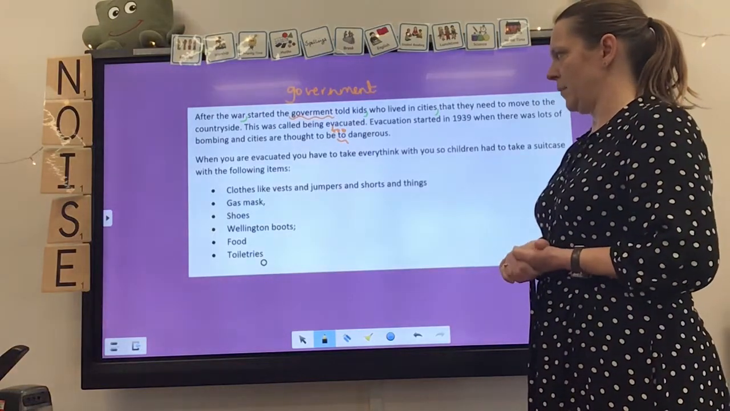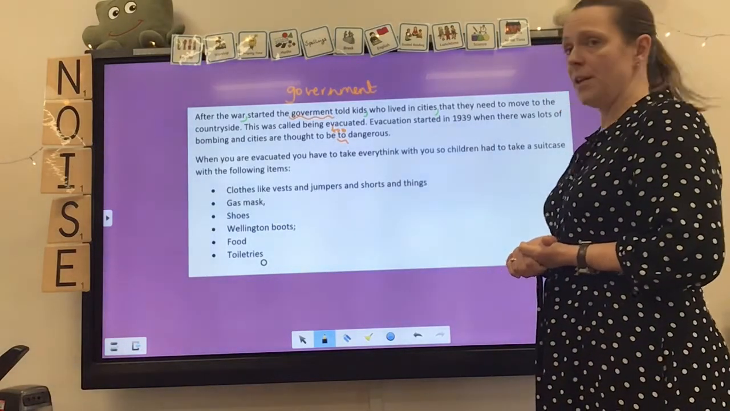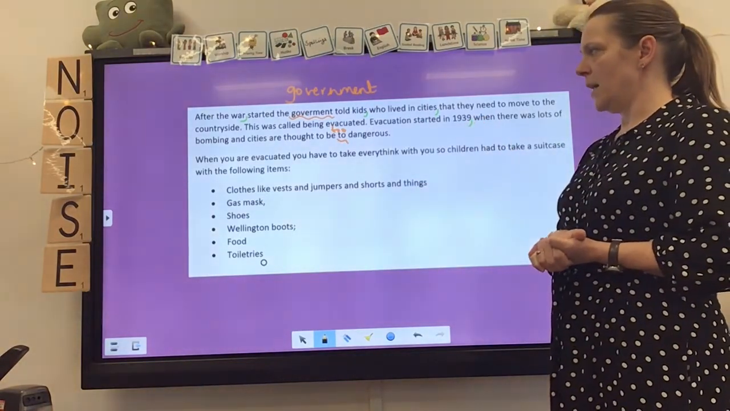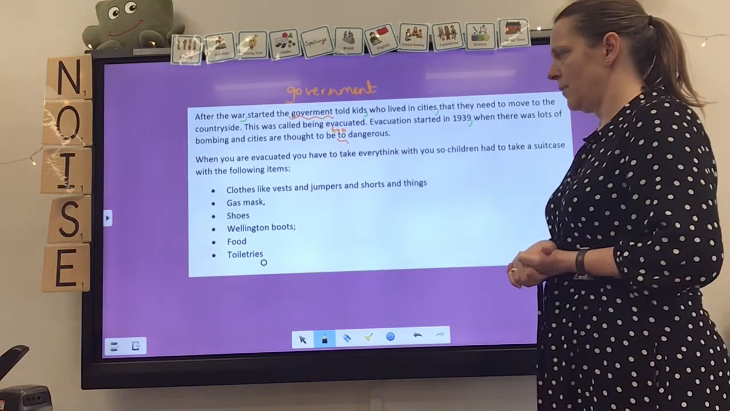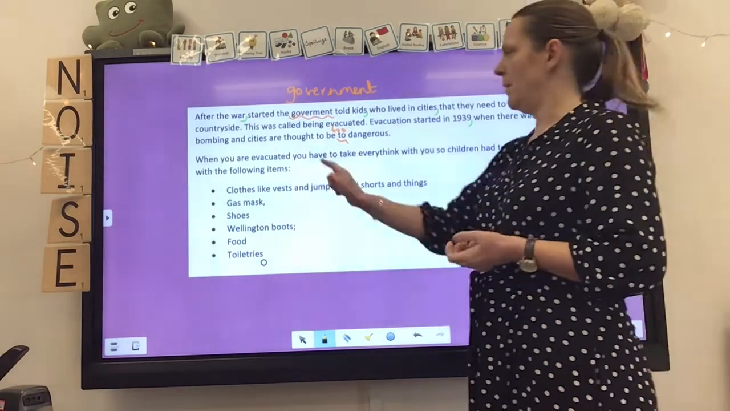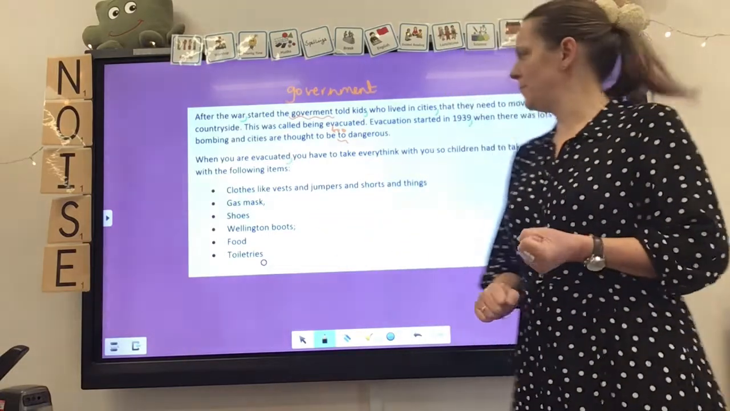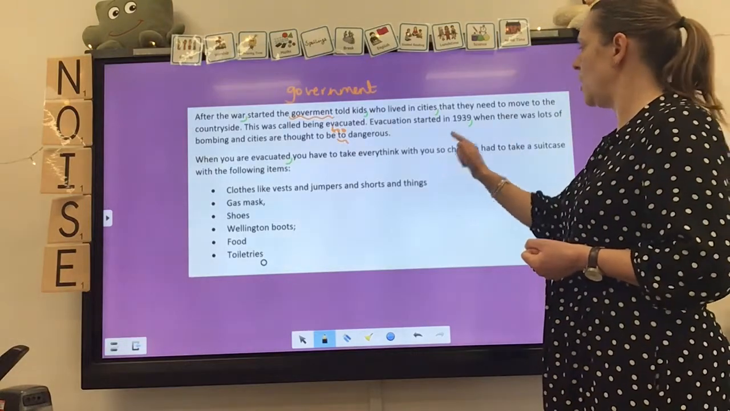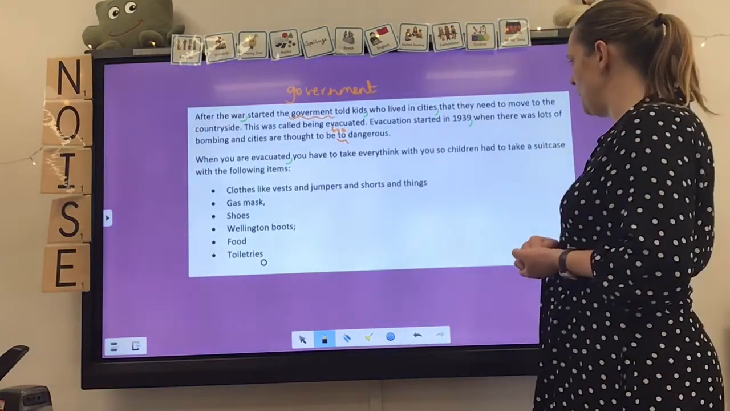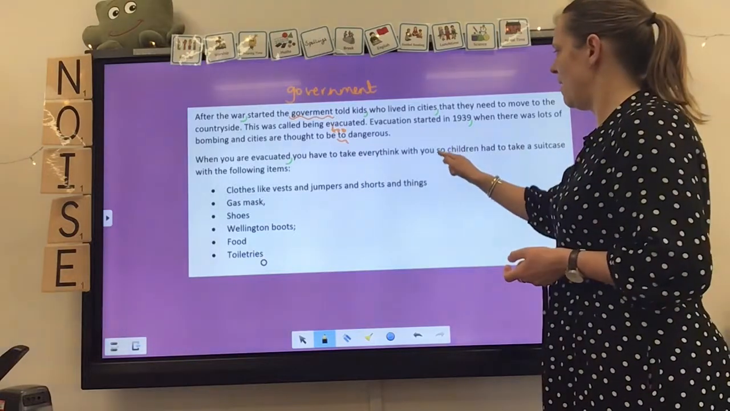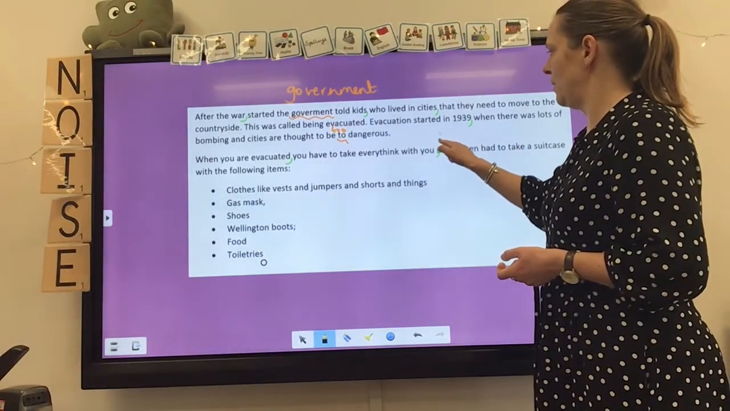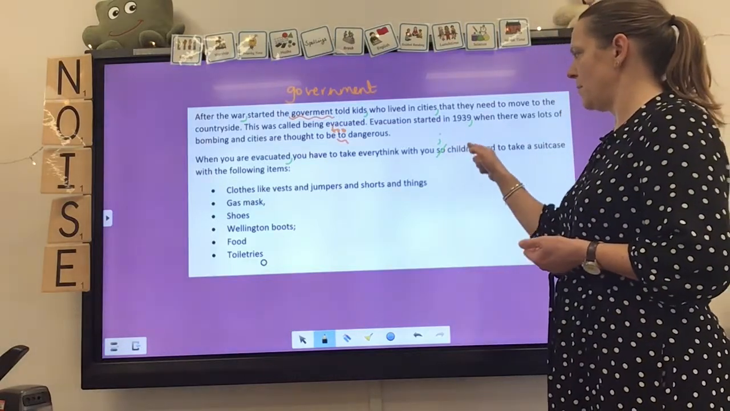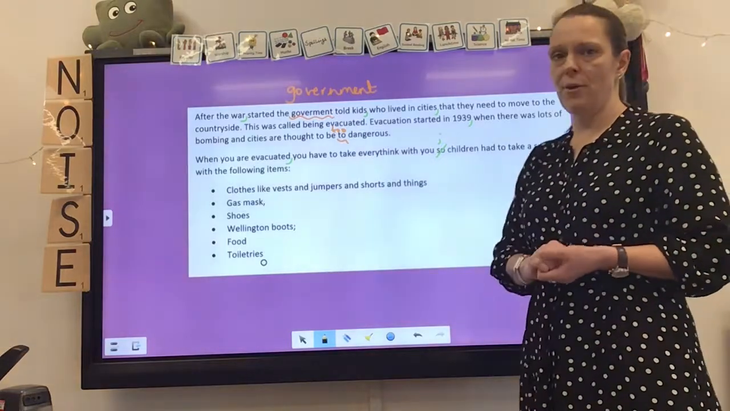This was called being evacuated. Evacuation started in 1939. Again, another fronted adverbial: when there was lots of bombing and cities are thought to be too dangerous. When you were evacuated, another fronted adverbial, you have to take everything with you. I think a comma should... oh no, I was thinking here actually, rather than put a comma, I could put something a bit more sophisticated. I could cross out the so and I could put a semicolon, okay, to separate those two clauses. So when you're evacuated, you have to take everything with you. Children had to take a suitcase with the following items.